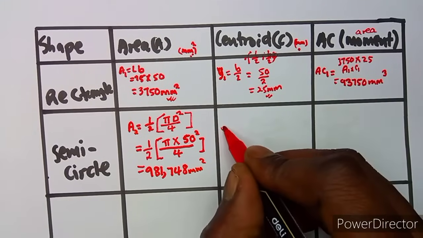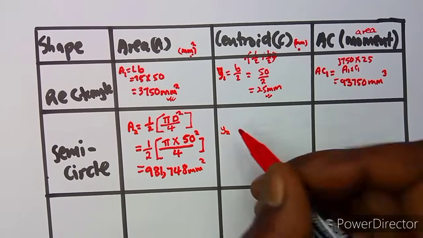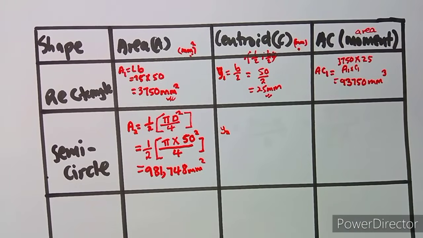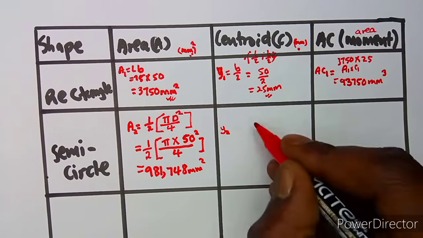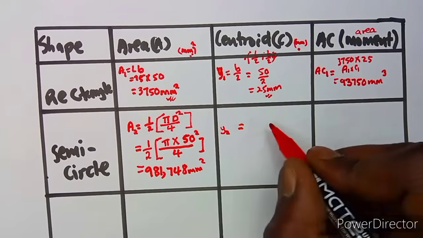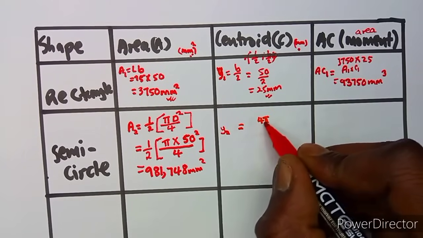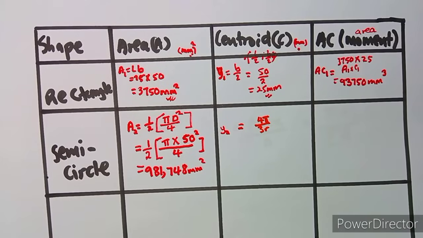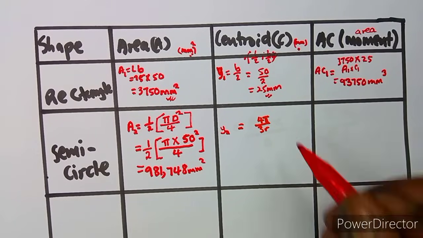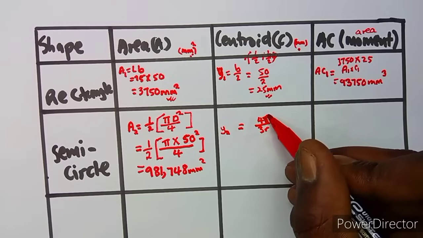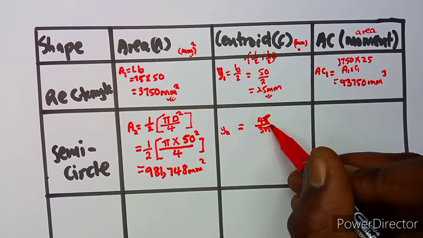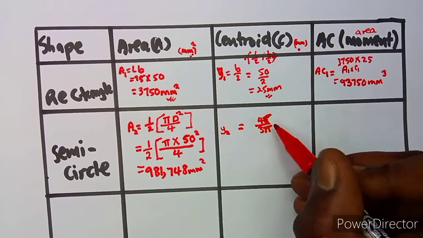What about the value of y now, which is our centroid in this case, which you can just write as C. Remember, this is a semicircle, so you have to know the formulas. The value of x is just going to be taken as 0, but the value of y is going to be given by the formula 4r over 3 pi. Let's not go vice versa. Okay, 4r over 3 pi.